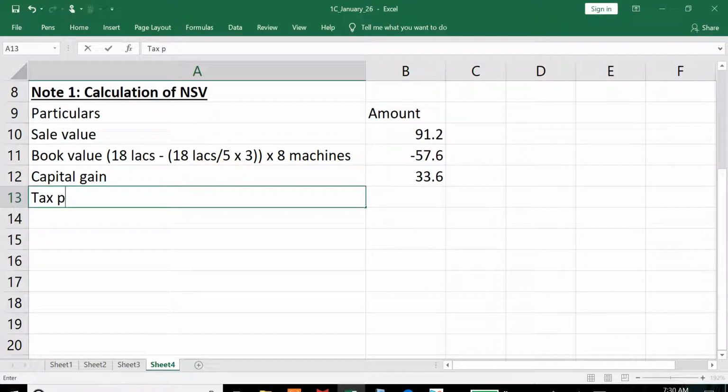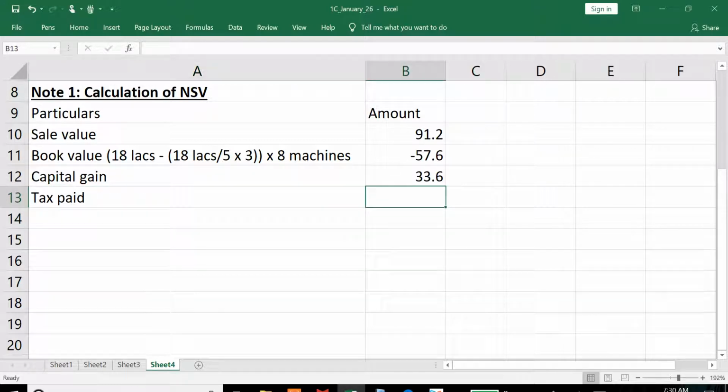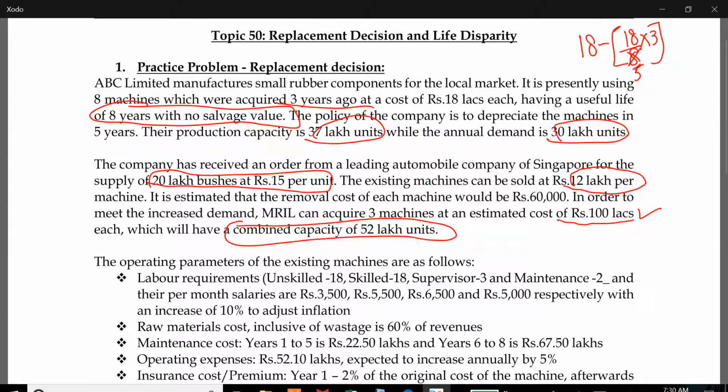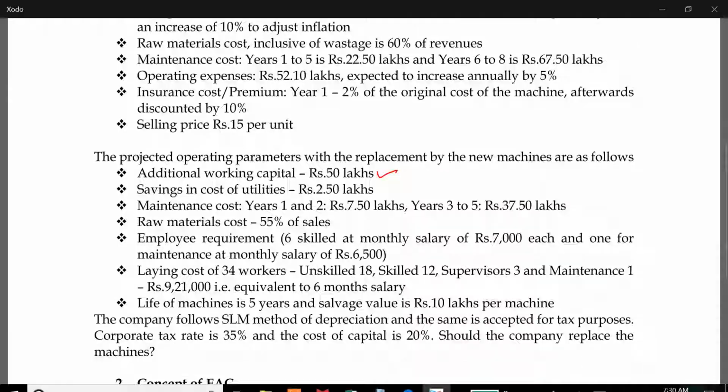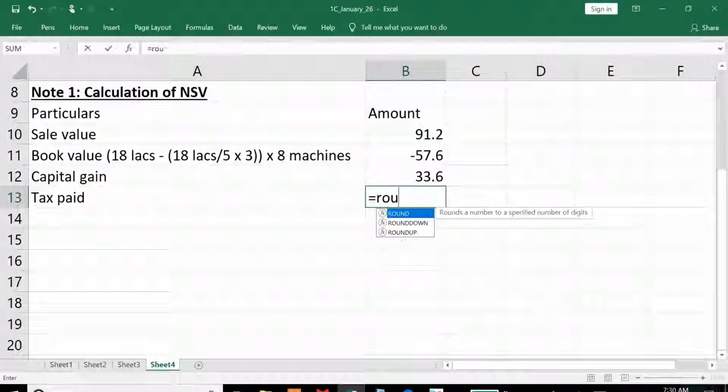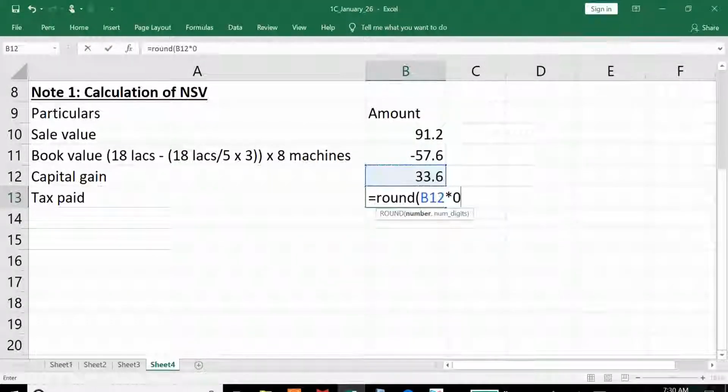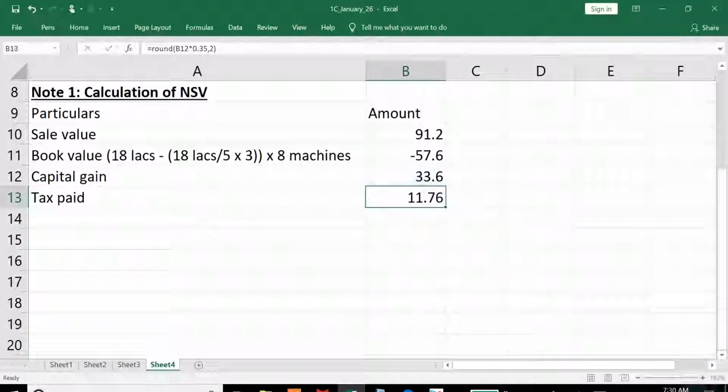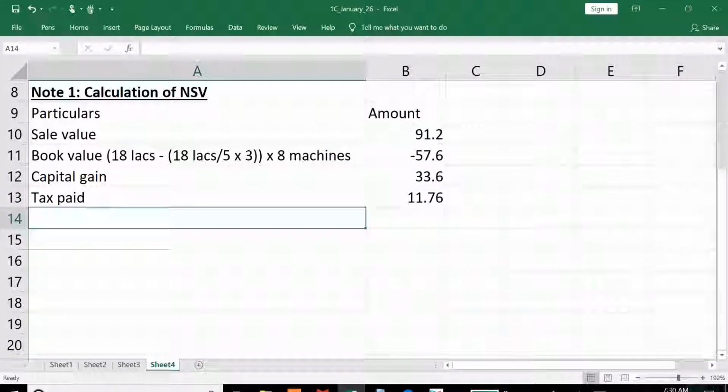Tax paid. If there is a gain, I'll have to pay tax. We'll do all our calculation finally at 2 decimal level. What's the tax rate? 35%. Into 0.35, I'll have to pay tax of 11.76 lakhs.